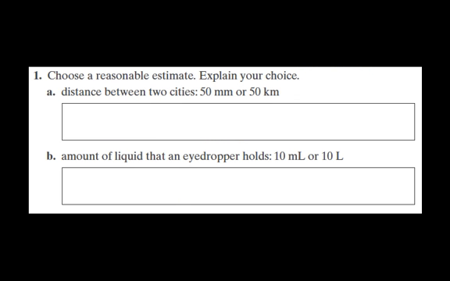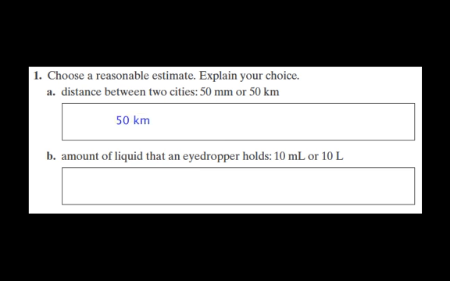Let's take a look at the quick check. Choose a reasonable estimate. Explain your choice. For 1A, distance between two cities, 50 millimeters or 50 kilometers. 50 millimeters would be the same as 5 centimeters. If you think about that, that's about how wide your hand is, 5 fingers wide. 50 millimeters doesn't even come close to making sense. 50 kilometers, on the other hand, makes perfect sense.